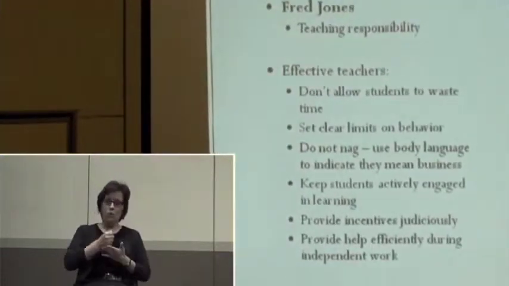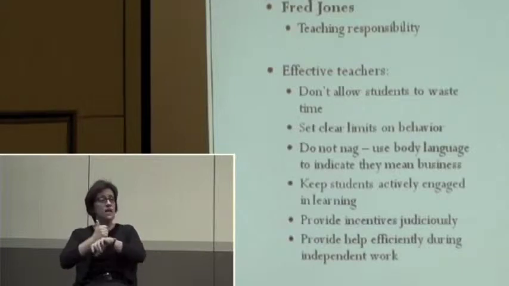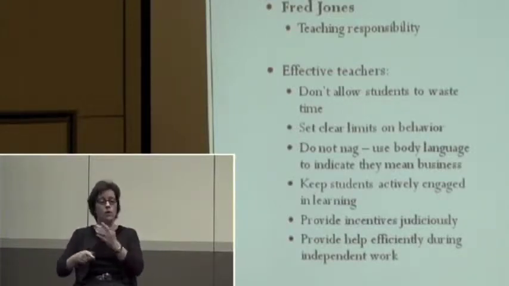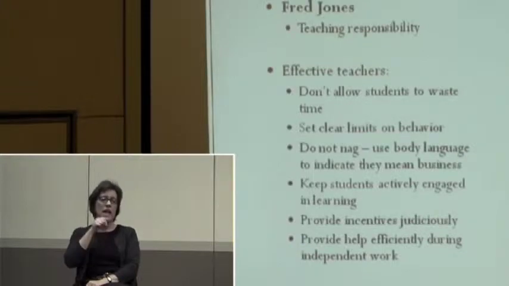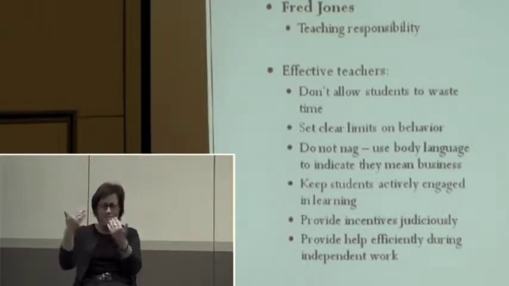The effective teachers set limits on behavior, so exactly what's acceptable and what's not. They don't nag. I often want to be like, come on, just do it, and keep telling the student to do it, but he says effective teachers don't do that. Sometimes they'll use body language, you know, when you give a child the look, and then they straighten right up. That kind of thing is what teachers will do. They keep students actively engaged in learning. If they're active and involved and engaged in what they're learning, they're less likely to have time or energy to focus on disrupting the class.